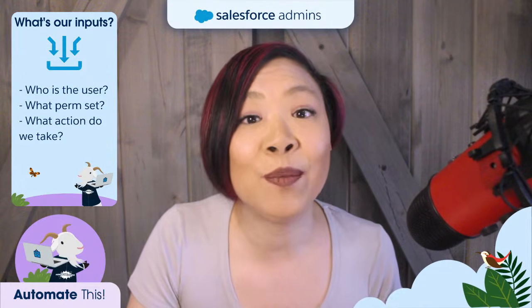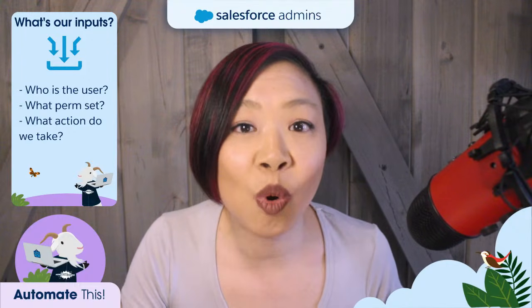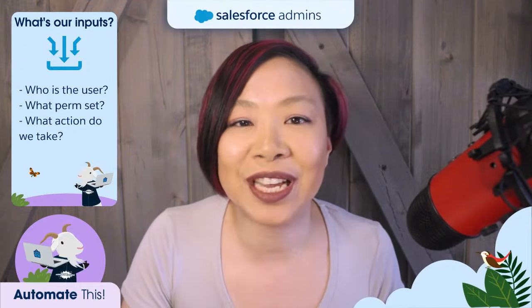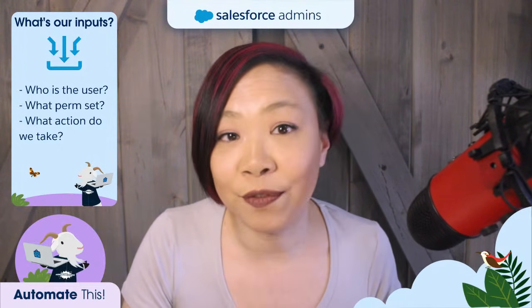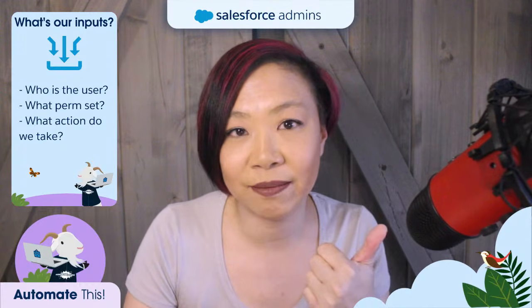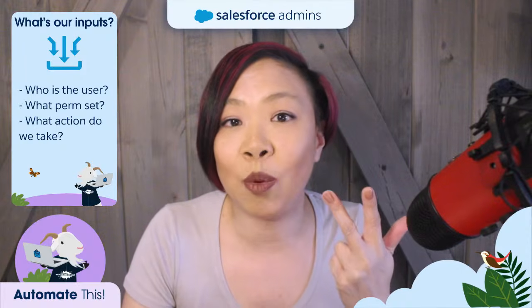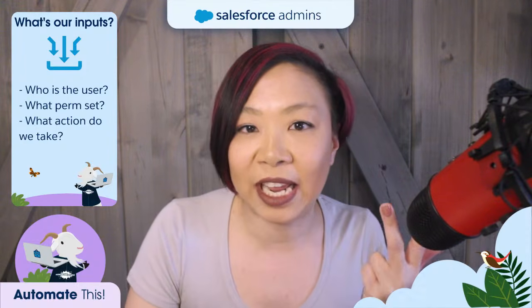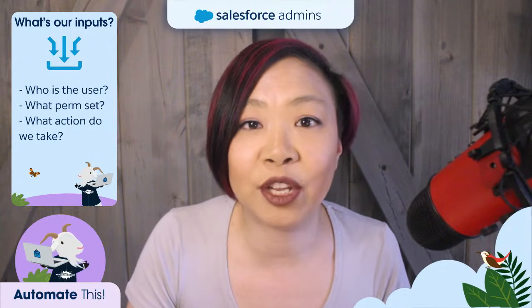All right, so one more thing before we go into Flow Builder, and I know you're all anxious to start building. What are the pieces of information we need to know, or our inputs, so Salesforce can automatically assign and remove those permission sets from the user? So first, we need to know who the user is, what the permission set is, and then what are we doing with that permission set, so adding or removing. And then we're going to store these text values into 3 separate variables.